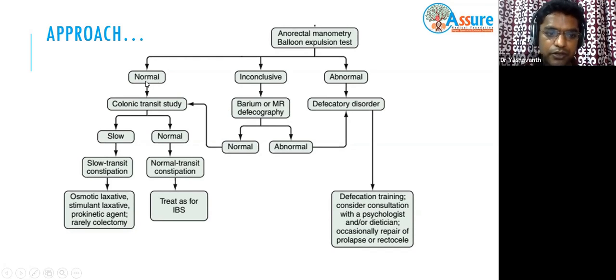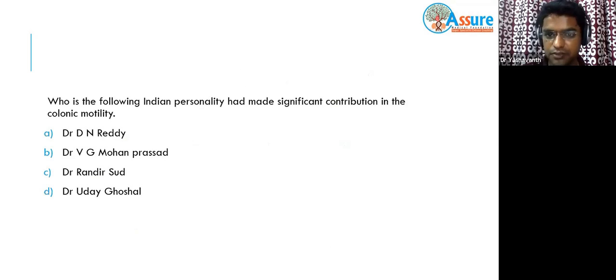If it's normal, you have to do a colonic transit study. If it is slow, then you have to give some prokinetic agents like prucalopride. If it's normal, then you might have to treat it like IBS. If there are underlying psychological factors, you might have to treat.